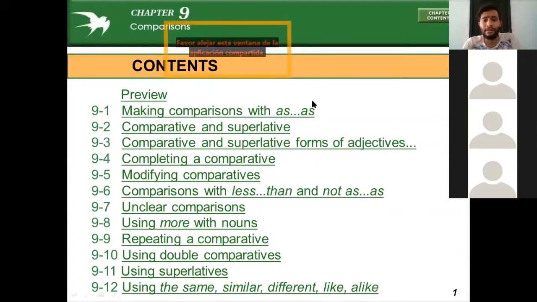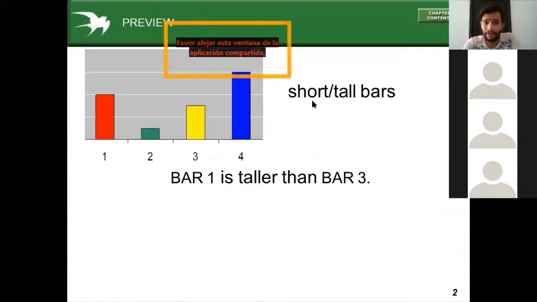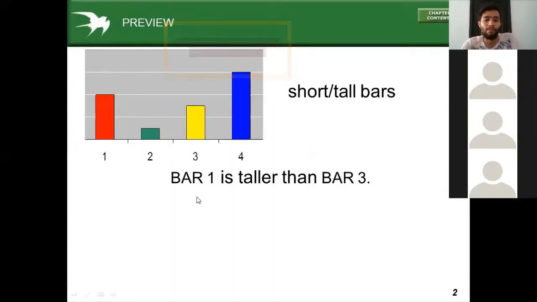So again, this is the comparison stuff, and let's begin by doing a very short exercise of it all, like the one you were using before. Take a look at this chart, we have some bars. Bar 1, 2, 3, and 4. There are ones that are tall, other ones that are short, right? So bar 1 is taller than bar 3. It is visible. It's taller than bar 3.